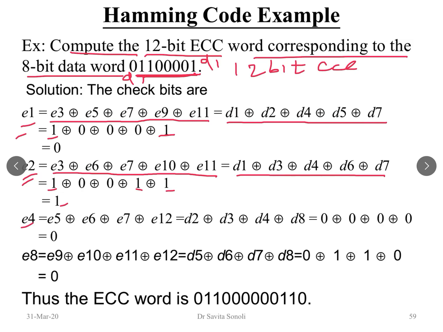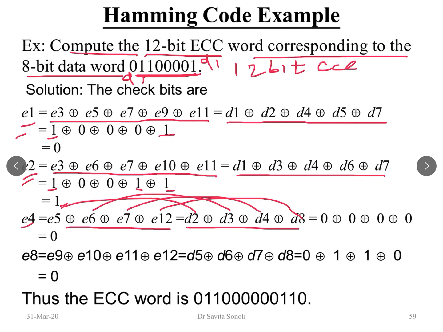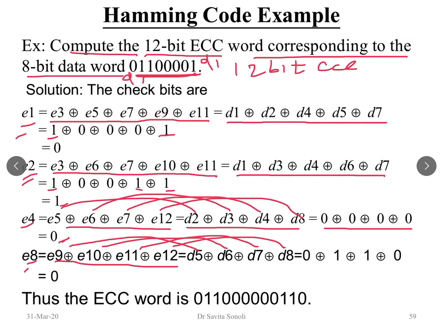Similarly, you compute for E4. E4 is E5 XORed with E6, XORed with E7 and E12. E5 is D2, E6 is D3, E7 is D4, E12 is D8. When we XOR all these, I am going to get 0 XORed with 0, XORed with 0, 0, so we are going to get 0 only. And finally, we are going to compute E8. E8 is E9 XORed with E10, E11 and E12. E9 is D5, E10 is D6, E11 is D7, E12 is D8, that is 0 XORed with 1 XORed with 1 XORed with 0. So, an even number of 1s are there, that is why the output will be 0.